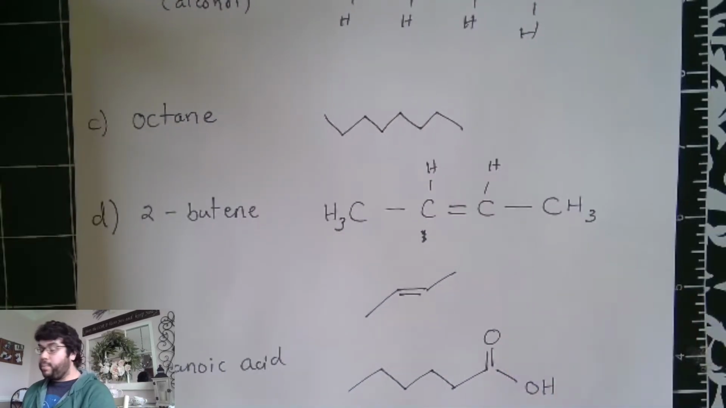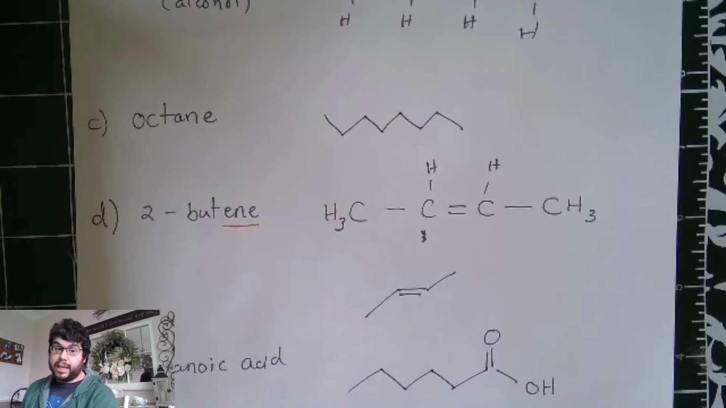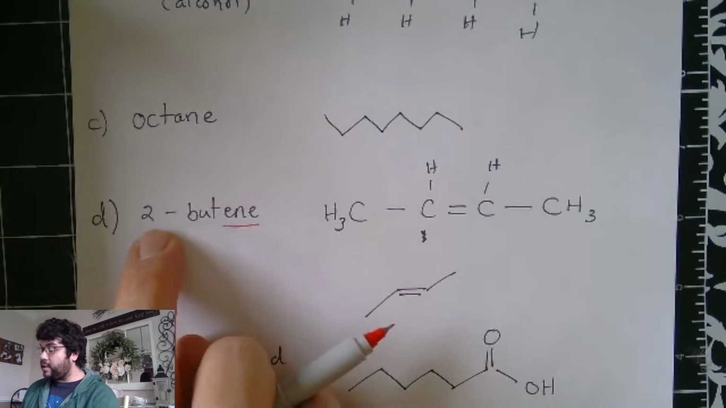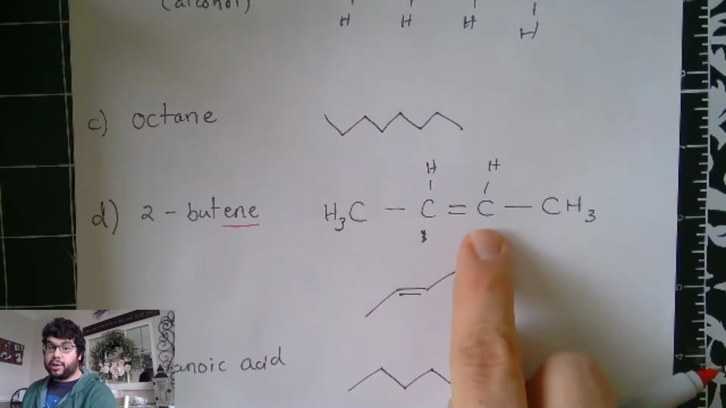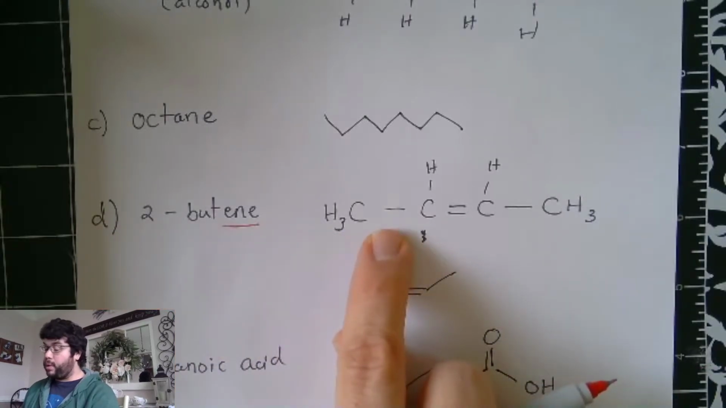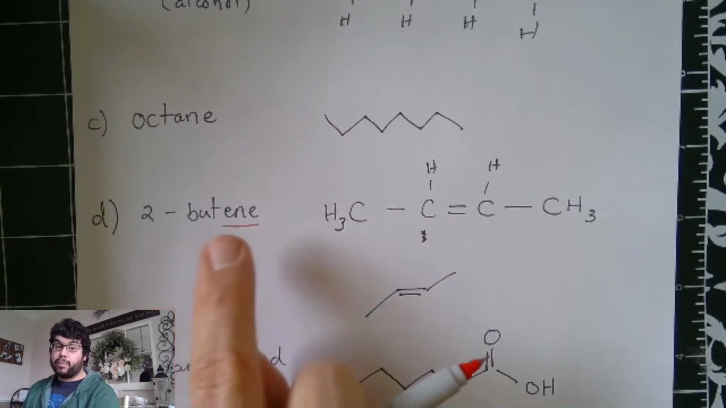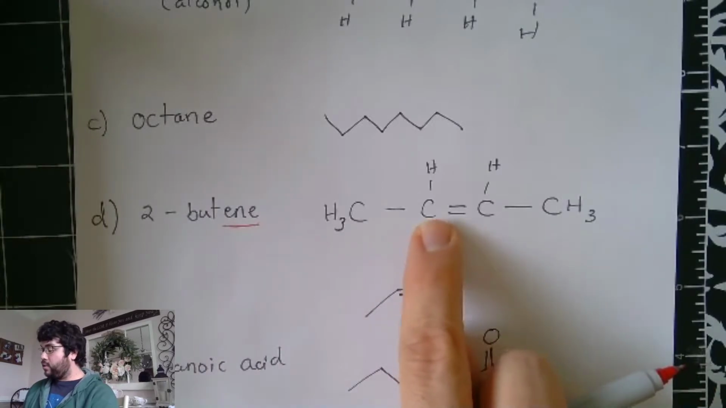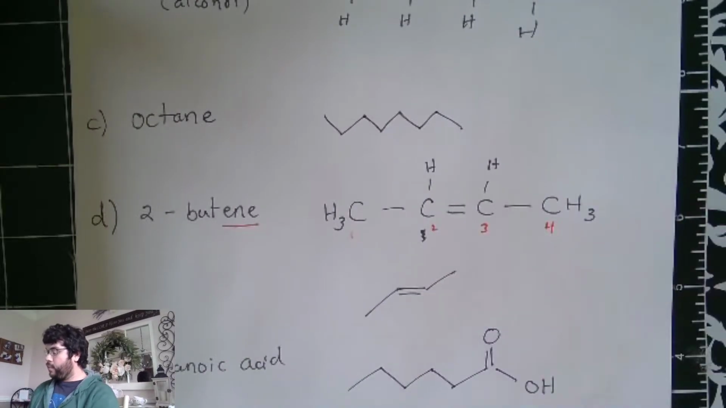D, 2-butene. 2-butene means that this is going to be an alkene. An alkene has double bonds in it. So saying 2-butene means that the double bond is going to be between the second and the third carbon. If it was 1-butene, then that double bond would be between the first and the second carbon. But because it's 2-butene, it's telling us that the double bond starts at the second carbon. So this is carbon 1, this is 2, this is 3, this is 4.